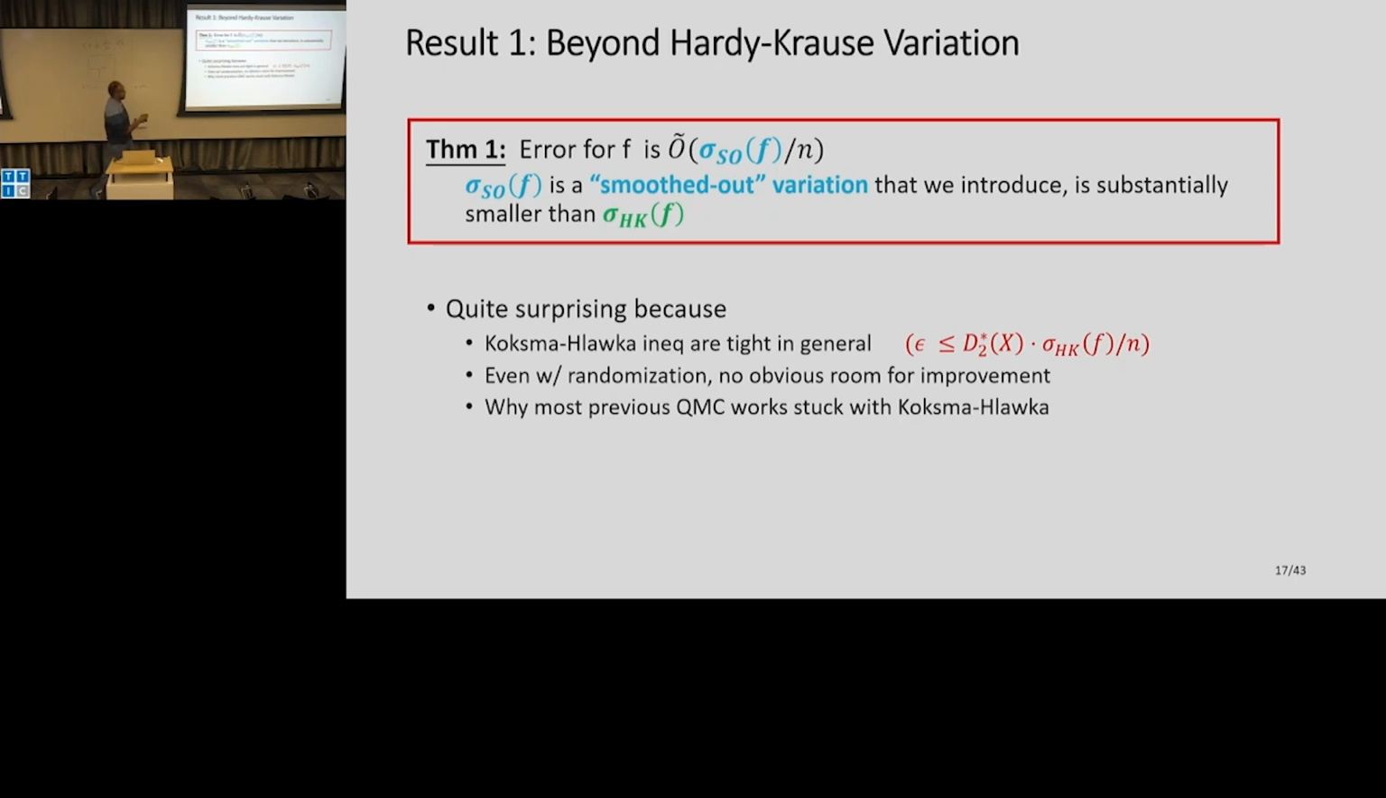Good. So let me just describe these results a bit more formally. The first thing we do is, instead of this error which was given by this Hardy-Krauss variation, we define a new notion of variation, which we call smoothed out variation. We'll see in a sense soon what it is. But it's much better than this Hardy-Krauss variation.